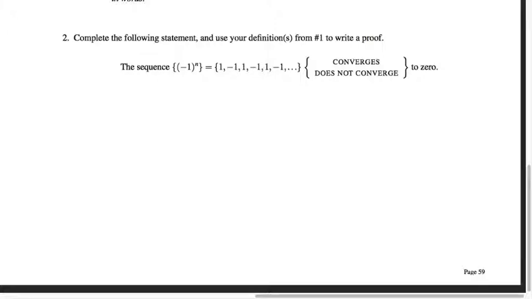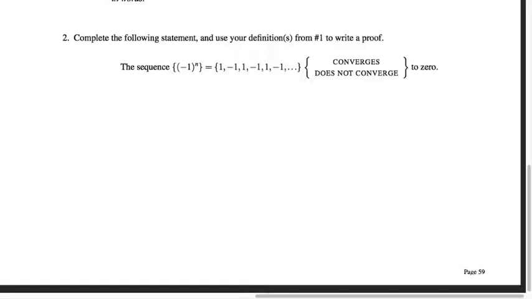Problem 2 is a chance for you to apply the definition of either convergence or not convergence, right? Either the definition or its negation, to this sequence, the minus 1 to the n sequence, which is just the alternating sequence, minus 1, plus 1, minus 1, plus 1, minus 1, plus 1, and so forth. And walking around the room, I think that I saw most of your groups had chosen the correct statement here to prove. So did you say that this sequence converges to 0 or that it does not converge to 0?